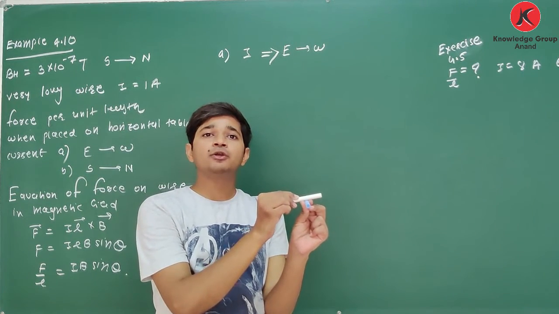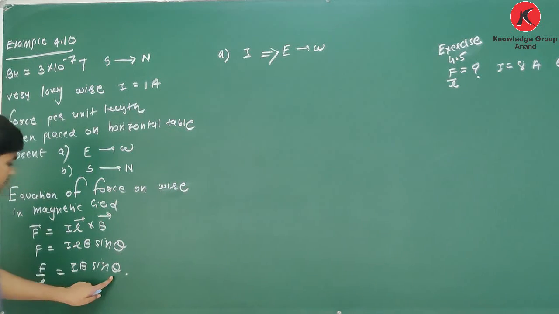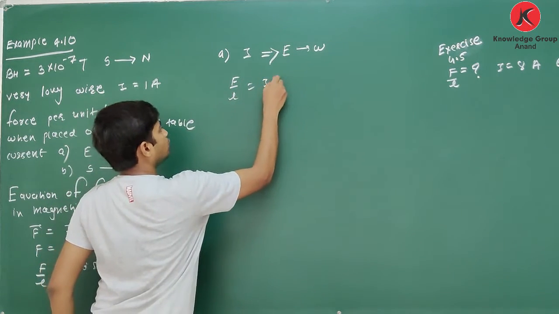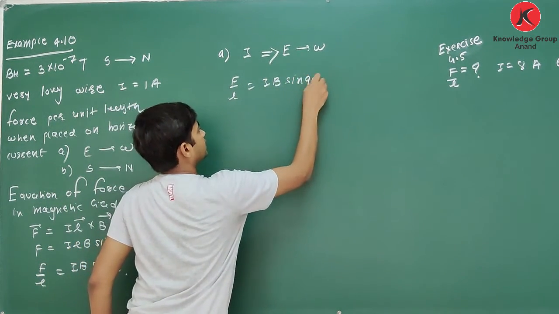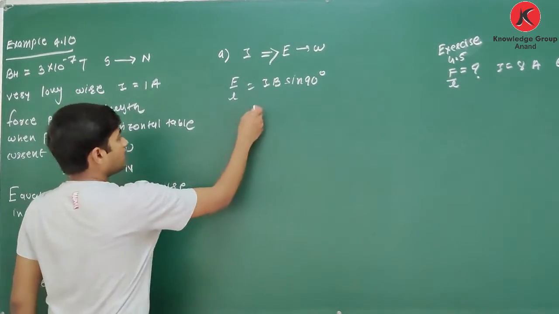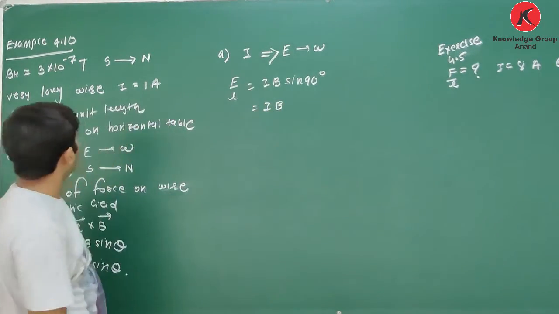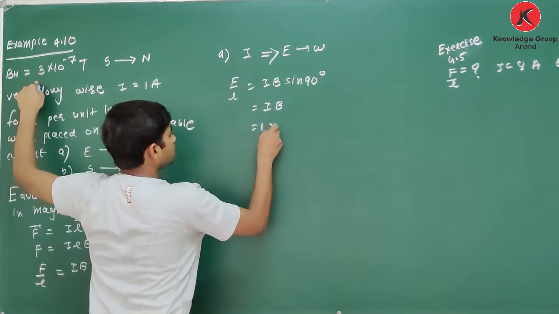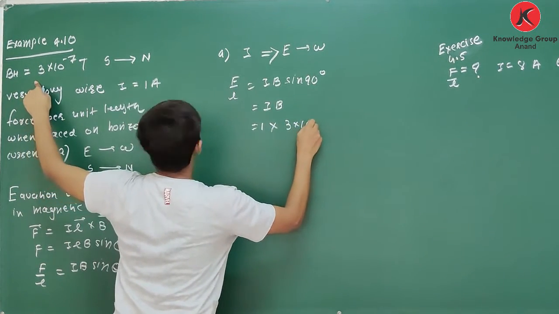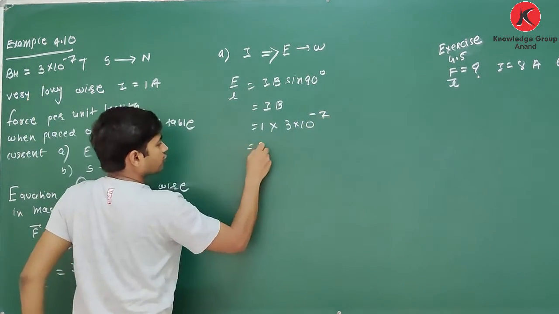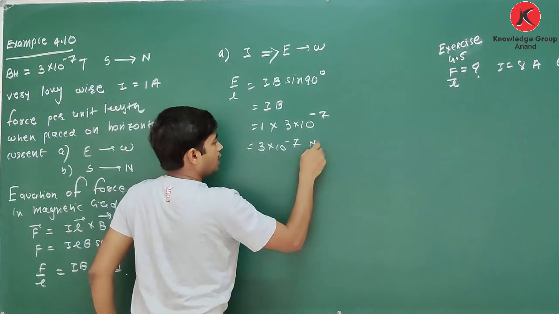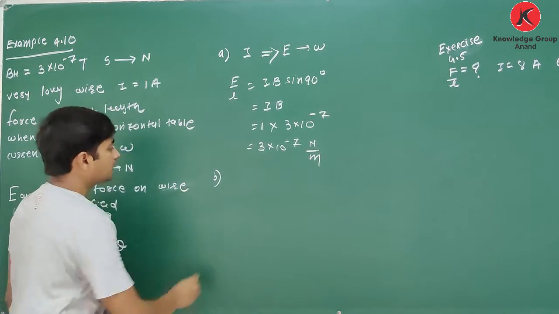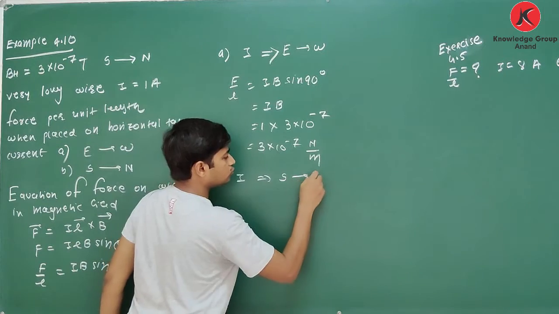Clear? They are perpendicular to each other. So what is the angle between them? Theta is equal to 90. So F upon L is equal to IB sin 90. Sin 90 is equal to 1, so it is only IB. The value of I is given, and the value of B is given. So it is 1 into 3 into 10 raised to minus 7, that is 3 into 10 raised to minus 7 Newton per meter, because it is force per unit length.